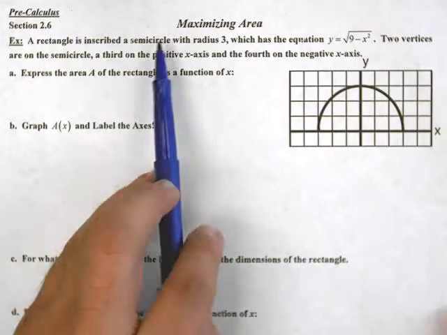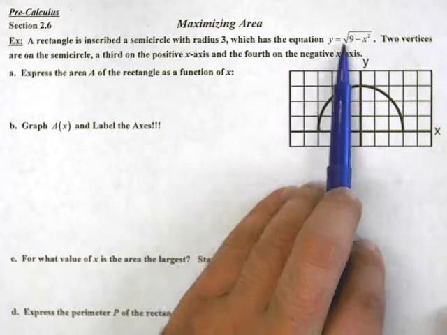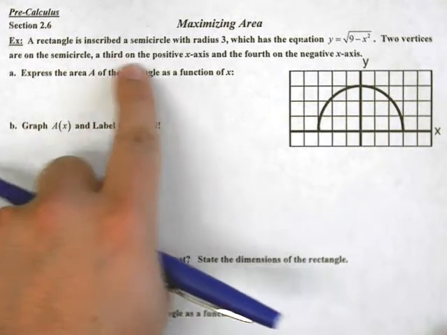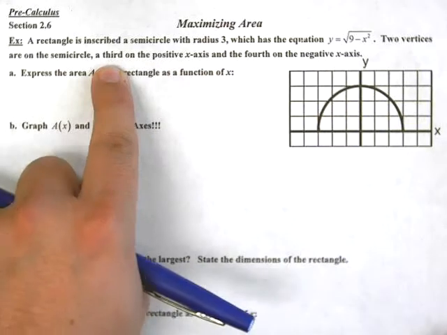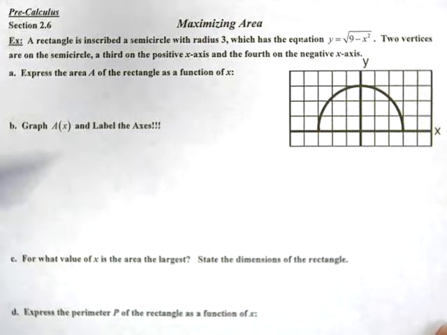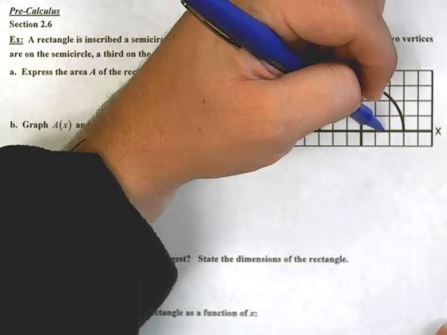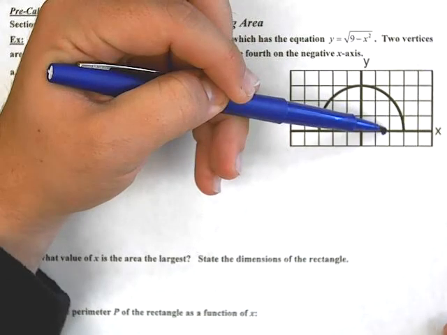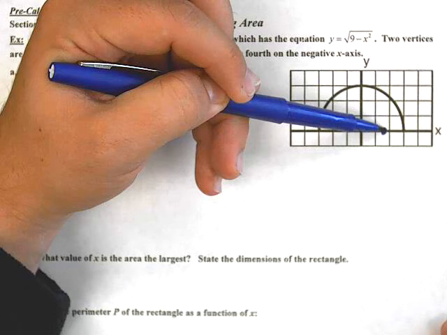Rectangle is inscribed in a semicircle with radius 3, which has the equation y equals square root of 9 minus x squared. Cool. Two vertices are on the semicircle. Okay. Two vertices are on the semicircle. Can I just pick any two places? No. What I want to do is I actually want to jump to this next part first, the third and fourth. Third is a positive x-axis. All right. So maybe I pick right here.